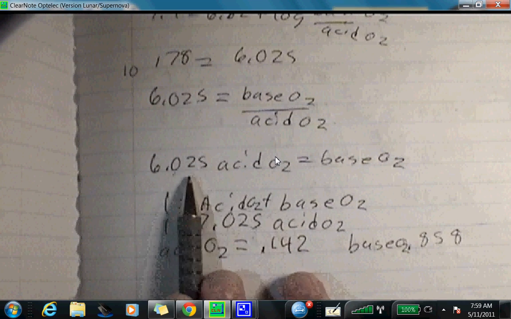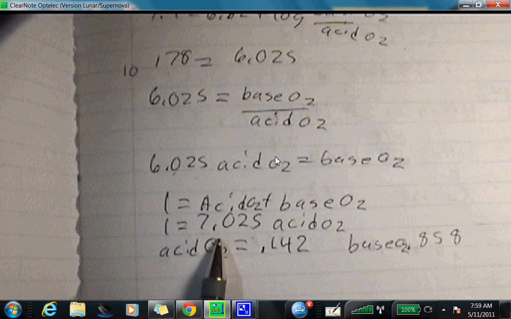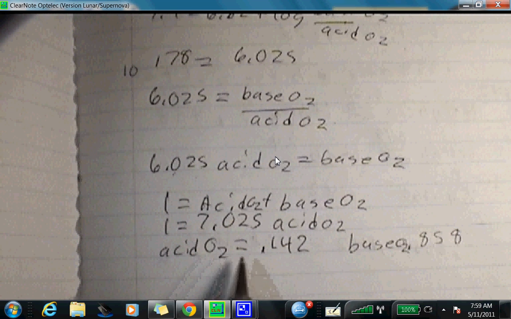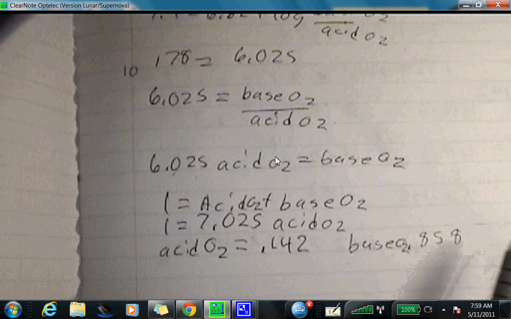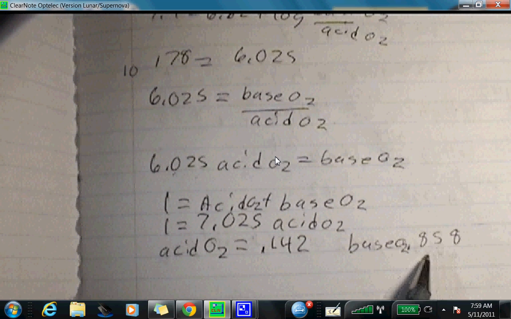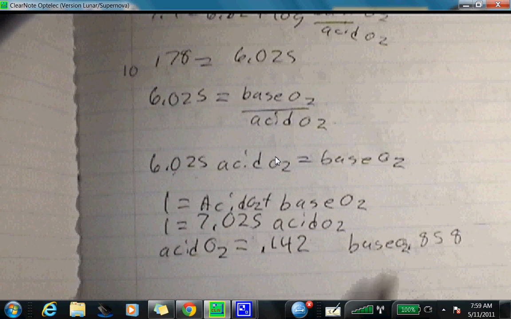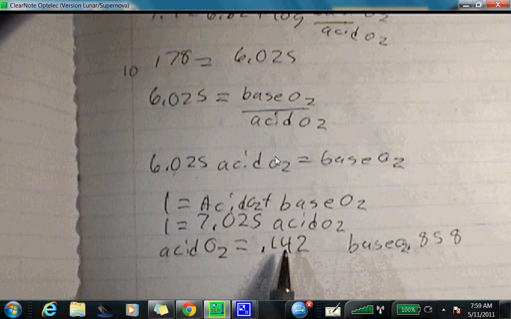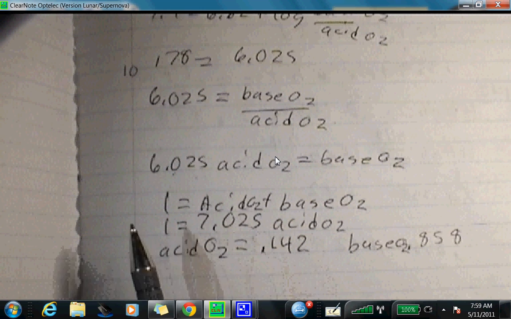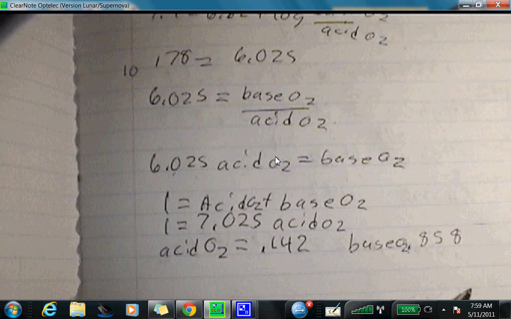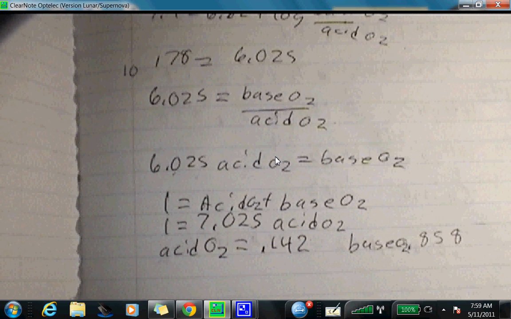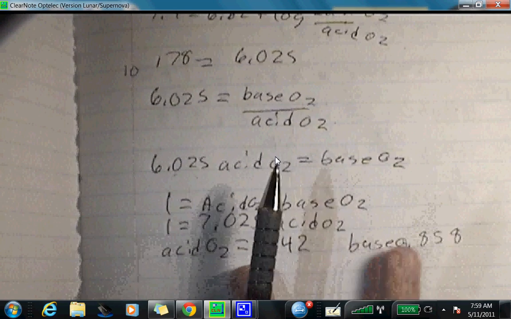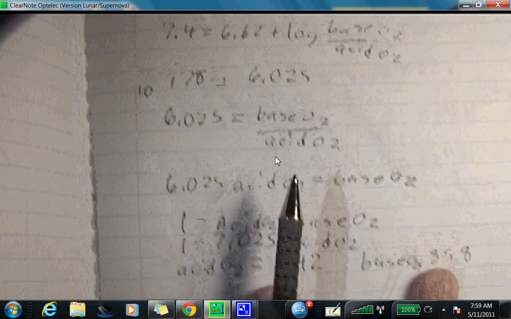So when we plug this into this base form, we get 7.025 acid O2. Acid O2 equals this amount, which means our base equals this amount. And this number is achieved because all we did is subtract this from 1, and you should get your base form. Okay. So these are our relative concentrations now of O2.